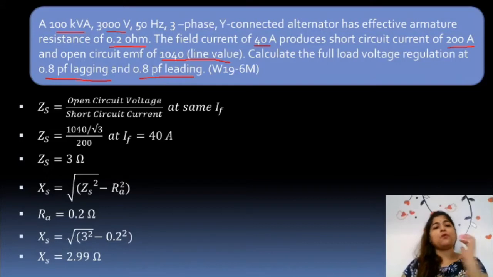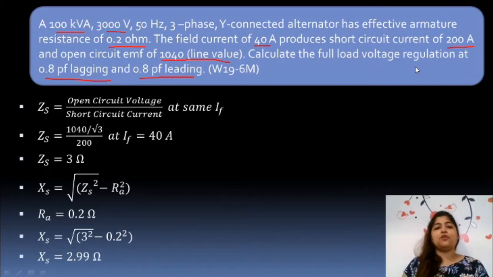The change in this problem is to get the value of XS. In previous problems XS was given to you. In this problem you calculated XS, and now the rest of the solution will be same as we have done before. Like full load voltage regulation means you need to find out regulation at full load, that is full load current will be flowing.